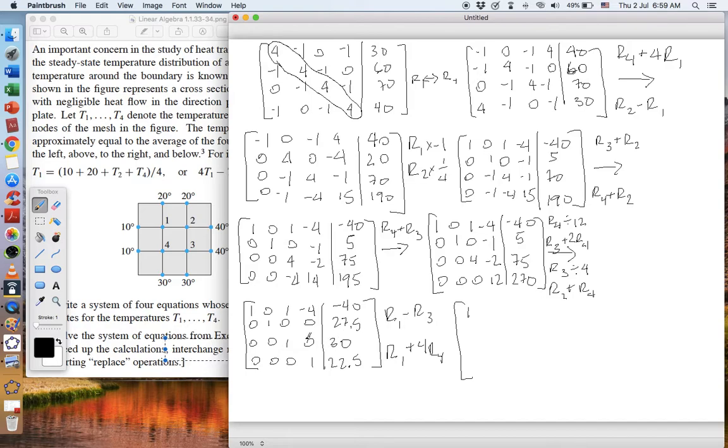So we're going to subtract R3 from R1 to get rid of that 1 there, and then we're going to add 4 times row 4 to this row 1 to get rid of that 4. And so here we have the identity matrix then. Again, the first row, first column has a 1, and then nothing else in the first row other than zeros.